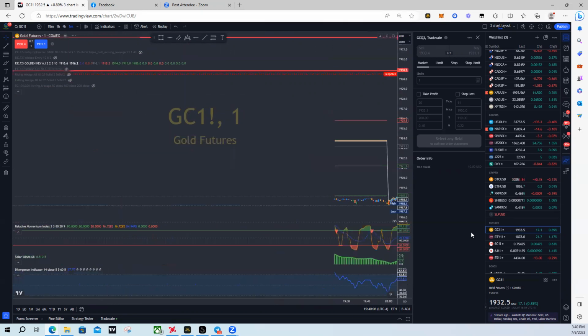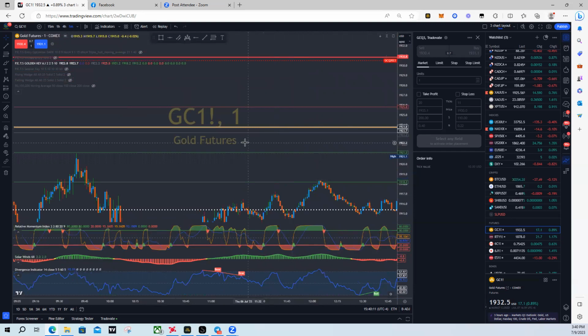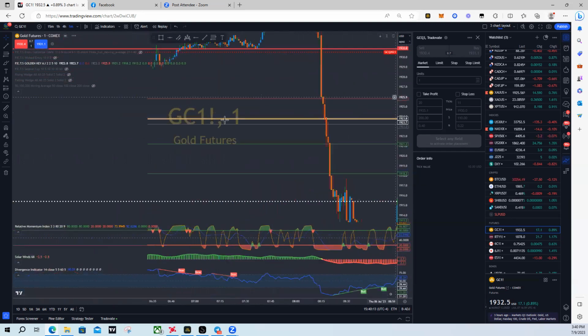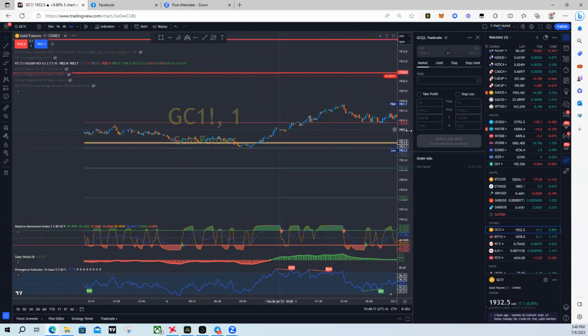There's your buy for Friday. Let's go to Thursday. Look how small the zone is. This is our golden key zone here. The buy on Thursday.